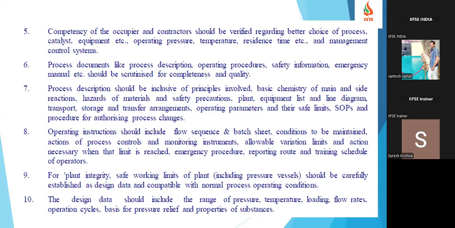equipment. Then process documents like process description, operating procedures, safety information, emergency manuals, etc. should be scrutinized for completeness and quality. So process document, process description. So you have defined your process, how it has been working. Process description means your overall process. Then operating procedures will be for the specific equipment or specific activity. Then safety information about the overall process and also task specific safety information. Then emergency manuals based on the potential emergency situations you have identified.